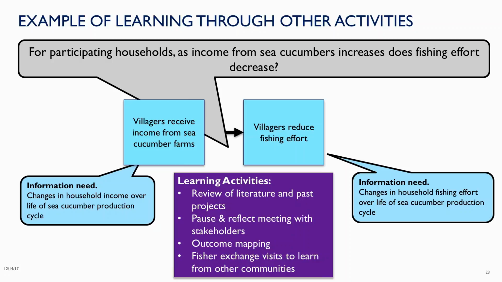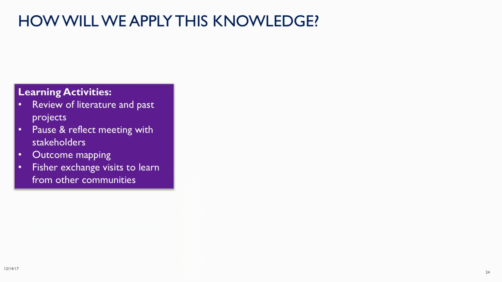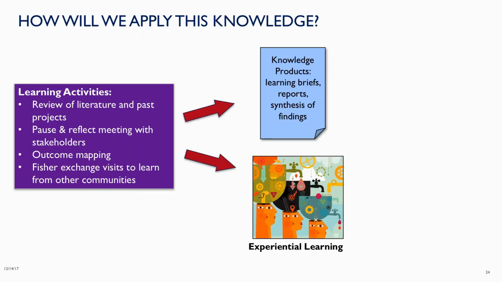So as you start to identify learning activities, you don't want to stop there. You want to keep going to be as specific as possible with developing a plan and thinking about, okay, we've got these learning activities, but what are we actually going to produce in terms of knowledge products? What knowledge products do we need and for what audience? And then also thinking about the experiential learning, what activities are we going to do and what are they going to look like? The more that we can think about this up front, the easier it's going to be to implement your monitoring, evaluation, and learning plan.